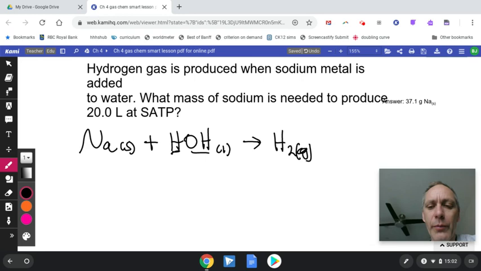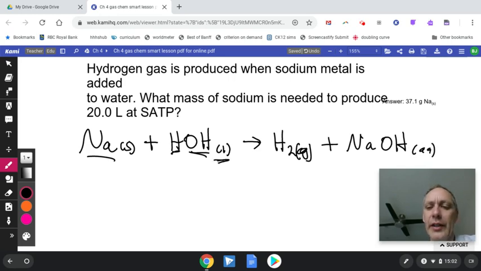Now we have to produce more than that. This is like a single replacement. So the Na goes with the OH, Na plus and OH minus. NaOH, aqueous. That's an ionic compound in water. So hydrogen gas and sodium hydroxide.